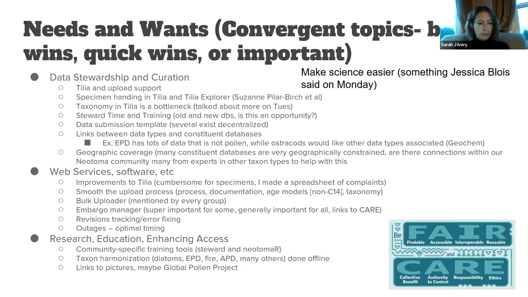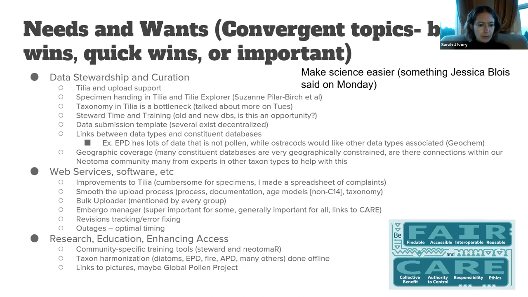Every group mentioned a bulk uploader, so I think every group would say a bulk uploader is a high priority. And then there was mention at least a few times of an embargo manager as well, which has been talked about for a while. It seems super important for some constituent databases, but even if it's not at the top of the list for others, it seems generally important for everybody in the long term. And like Tomas mentioned, this links to not just the FAIR principles, but also the CARE principles, and the ability for Indigenous communities to have some authority to control who's using their data.